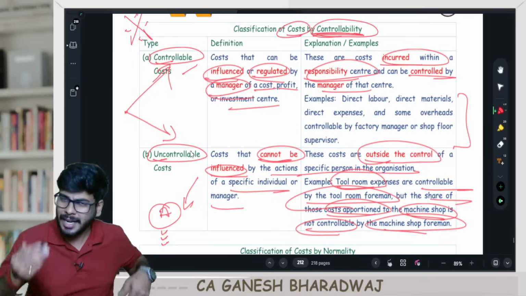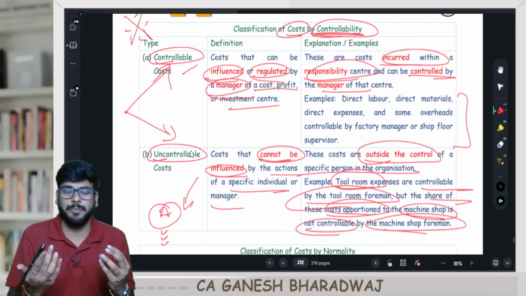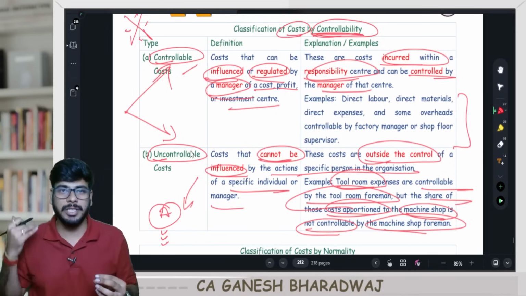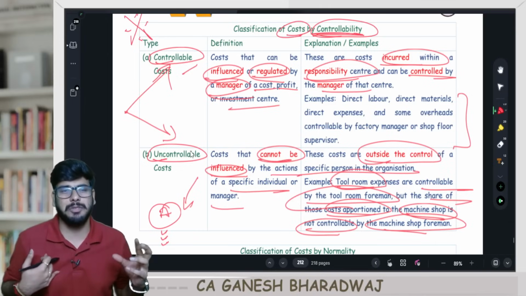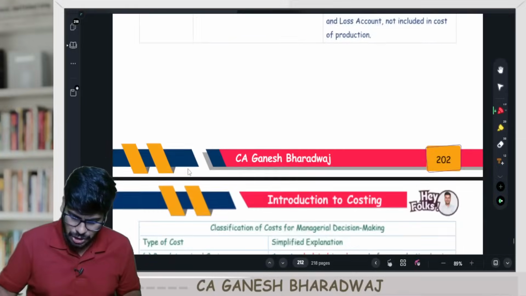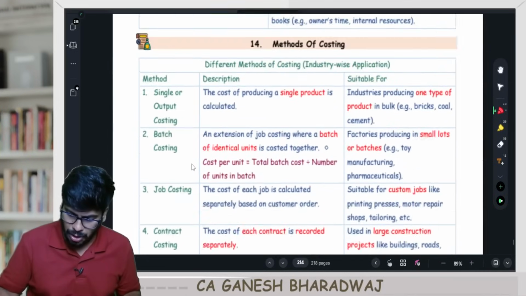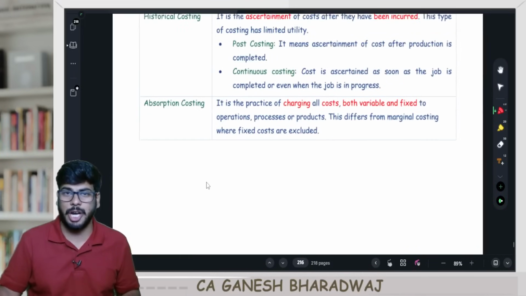Clear with this, guys, right? Or you can take that other example that I told you, material price variance. Out of the 3 rupees of variance, 2 rupees was within the control of the purchase manager, whereas this 1 rupee was genuinely due to inflation. So that is an uncontrollable cost. Clear with this, guys? So predominantly, these are the most important theoretical areas of this particular chapter, right?